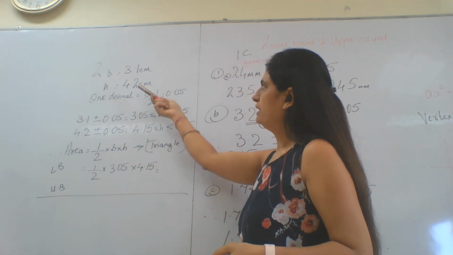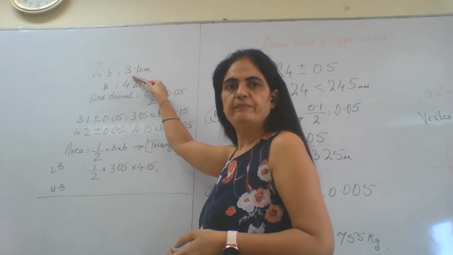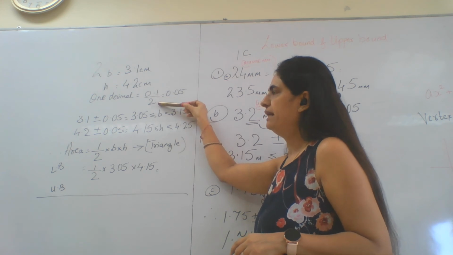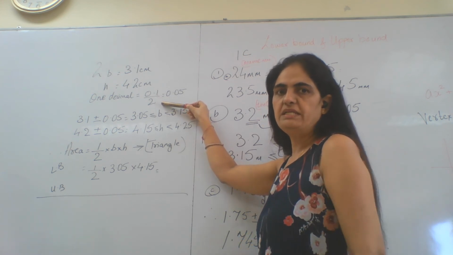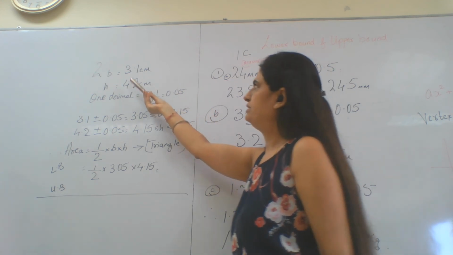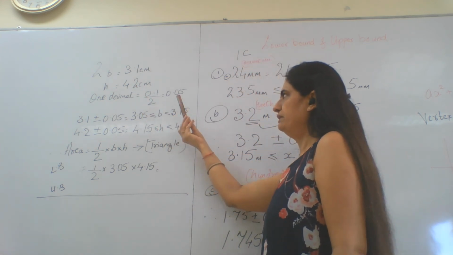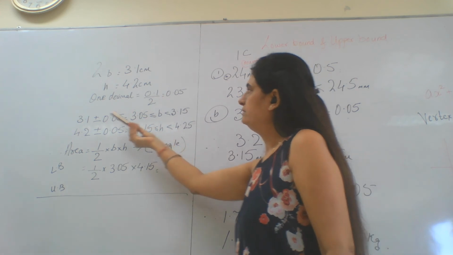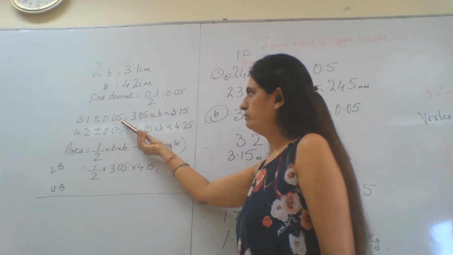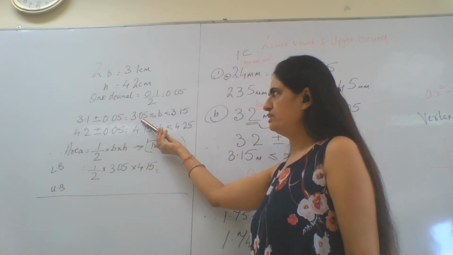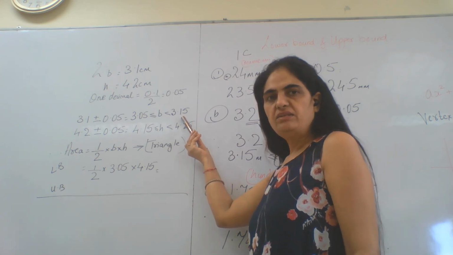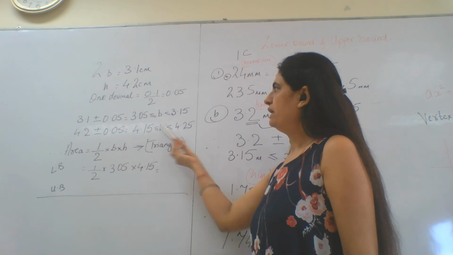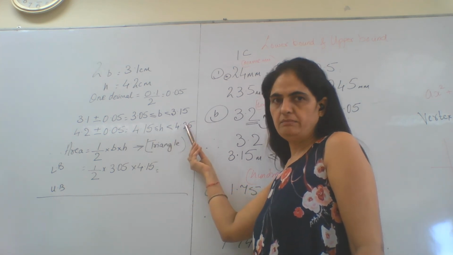Again here, after the decimal it is one place. So what we do here is 0.1 divided by 2, which gives me what is to be added or subtracted with these two numbers to get the lower bound and the upper bound. So it's 0.05. Now here 3.1 plus and minus 0.05 gives me 3.05 as the lower bound and 3.15 as the upper bound. And similarly with 4.2 I get the lower bound and the upper bound.